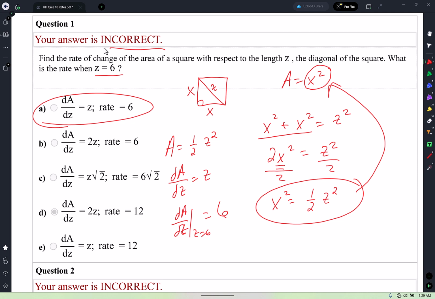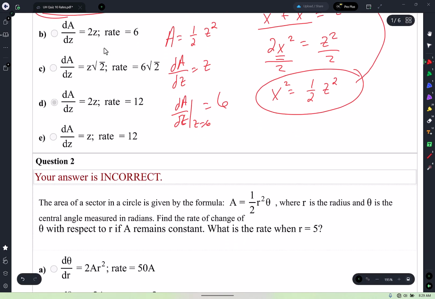Did all that make sense? Well, I felt like I was going to fall down right there. All that makes sense, guys? Okay, let's go to the next question.